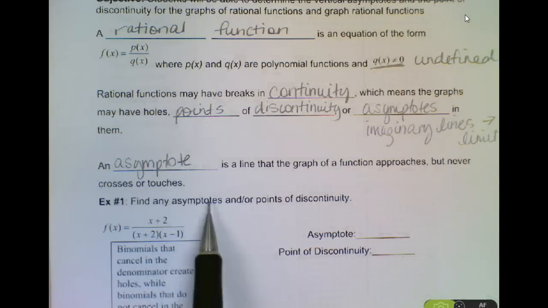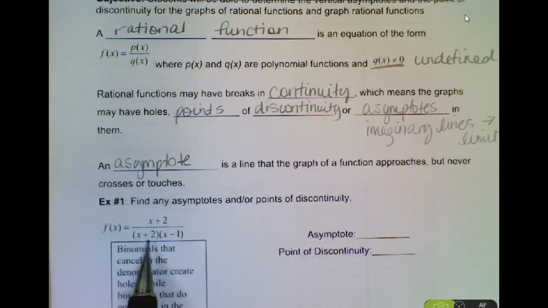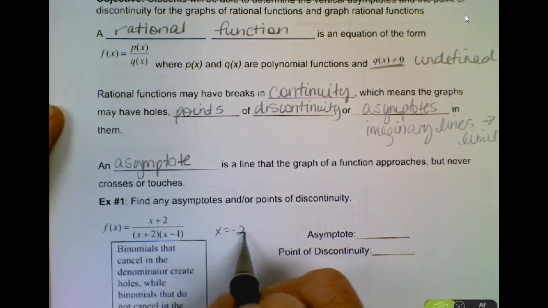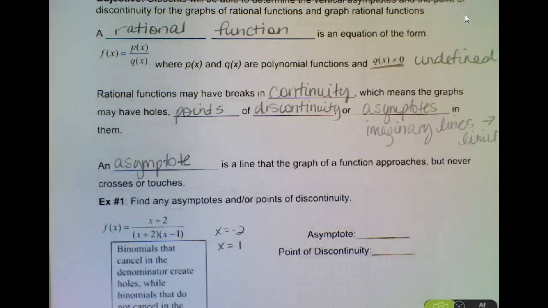So we're going to find those asymptotes wherever there is a 0, whatever number would make a 0 apparent in the denominator. So, for example, in this, find asymptotes and or points of discontinuity. Normally an asymptote is going to happen wherever one of these points becomes 0. So if I asked you to find the zeros of these, you would have x equals -2 and x equals 1. Okay? However, binomials that cancel in the denominator create holes, while binomials that do not cancel create asymptotes.